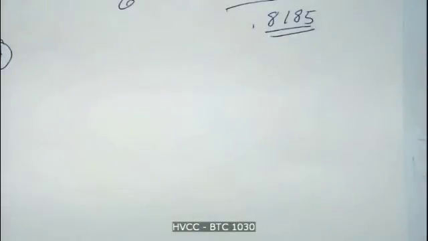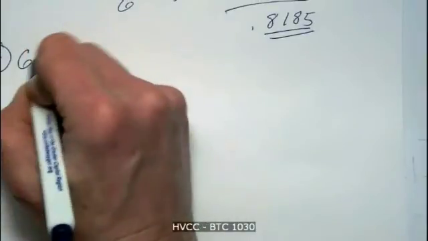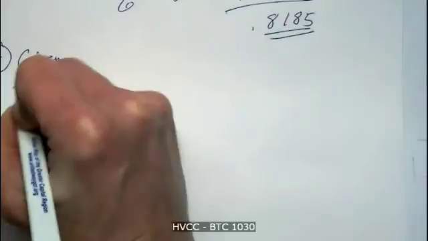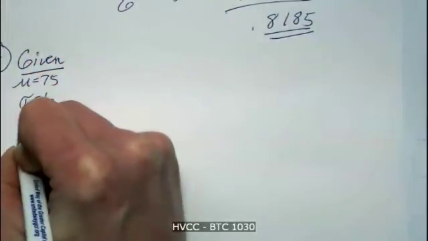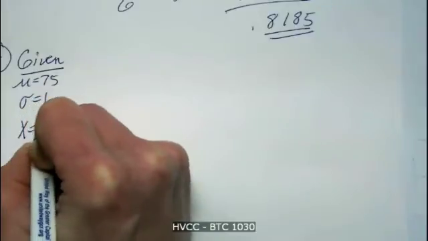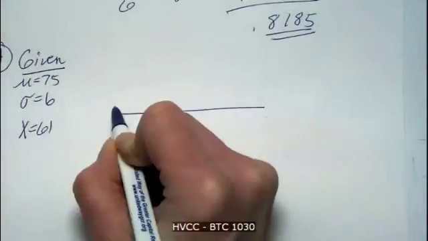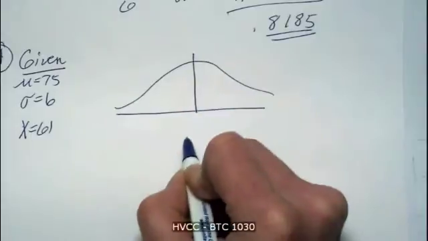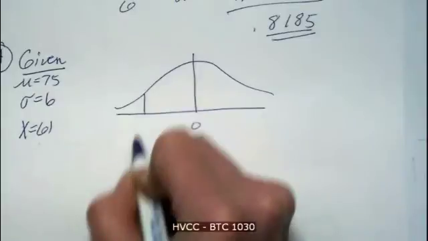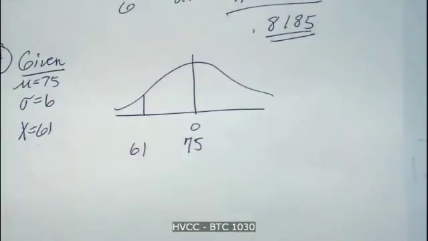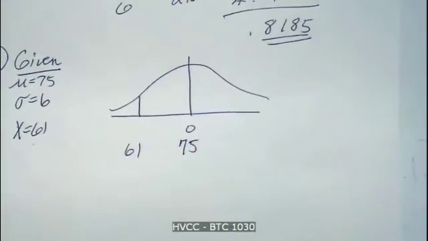Number 4, this is again from your handout: what percent of the factory workers assemble the parts over 61 seconds? Given: mu is 75. Standard deviation is 6. And I said x is over 61. Draw the curve. 75, 0. 61 is to the left. Here's 61. And I said over 61.